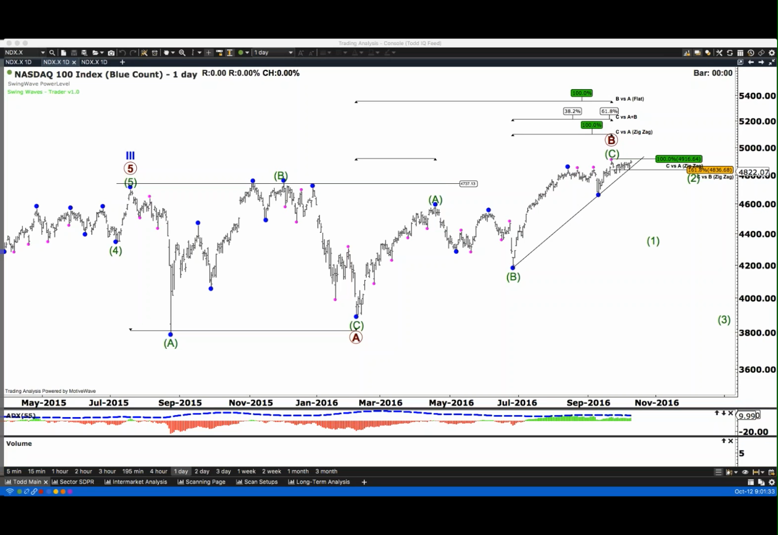Todd here with tradinganalysis.com, just chatting with Tony Lindsay from MotiveWave. Tony is continuing to push through the new beta version. You guys should have access to beta version 5 of MotiveWave. How's it going so far, Tony?